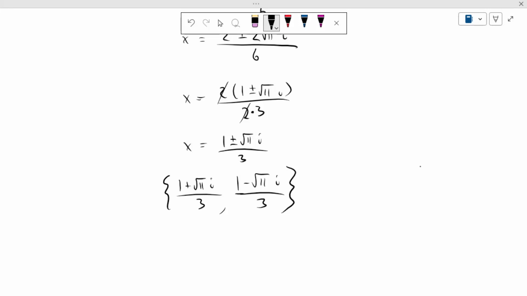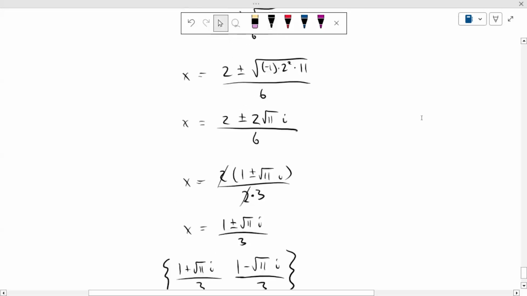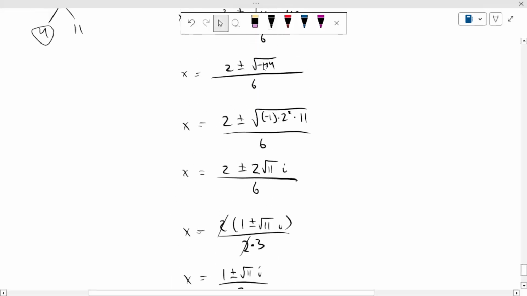Oh, so I'm taking the square root of a negative number. So yeah, you can remember that you're going to get an imaginary number when you do that. But I actually wrote it out as -1 times 2 squared times 11. So when I take the square root of -1, that's where the i comes from, right? Yeah, when I distribute that square root. Yeah, okay.